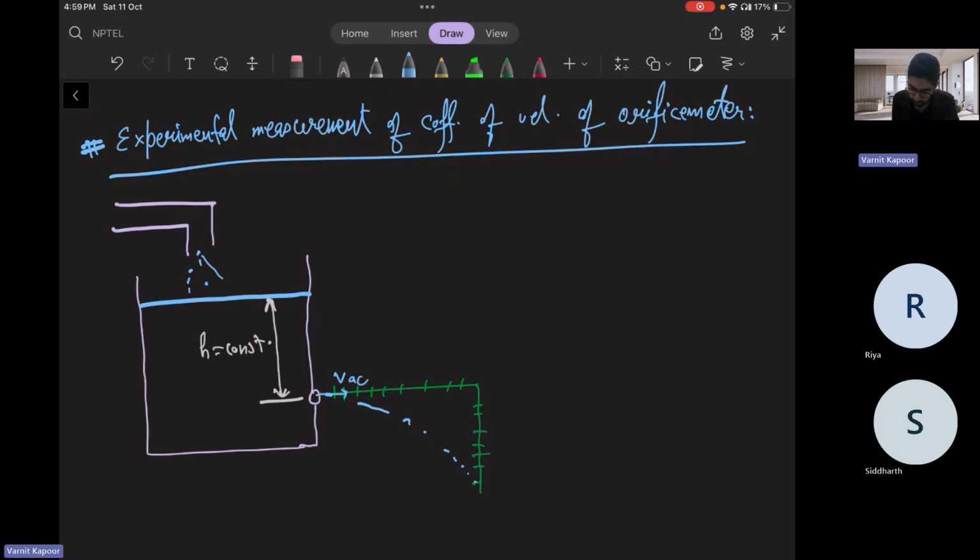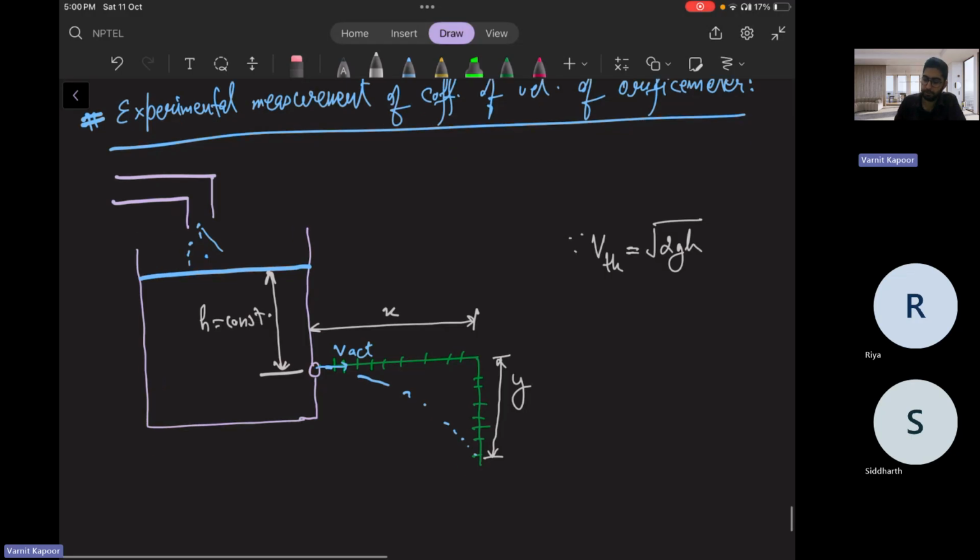Okay. This is your V actual, the velocity with which the water or fluid is going out. Let us suppose this distance up till where it went is X, and this distance is Y. We have done this kind of concept where the theoretical velocity was how much? Root of 2gh. But we need to find out V actual.